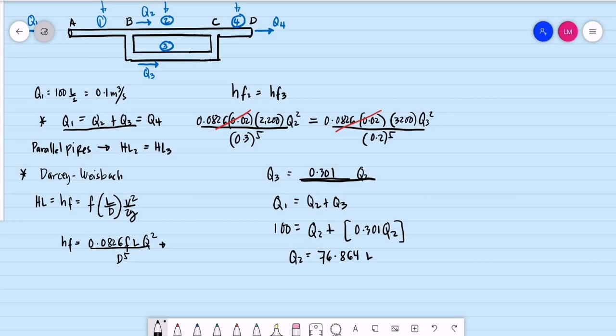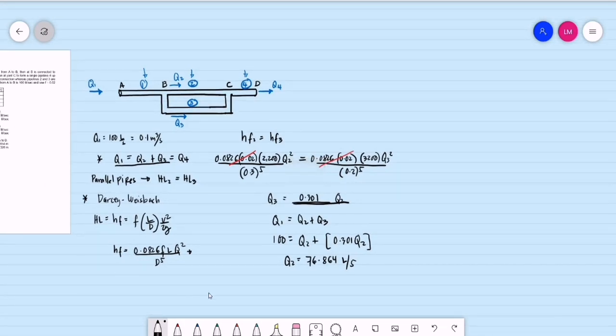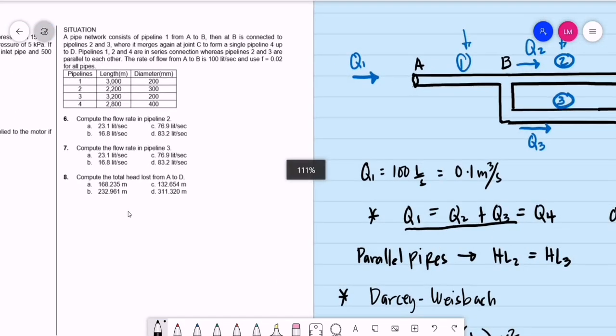76.864 liters per second. So on our choices, we check that value. We have 76.864. So the flow in pipeline number 2 is 76.864, and the nearest value is 76.9. So rounded to 76.9.